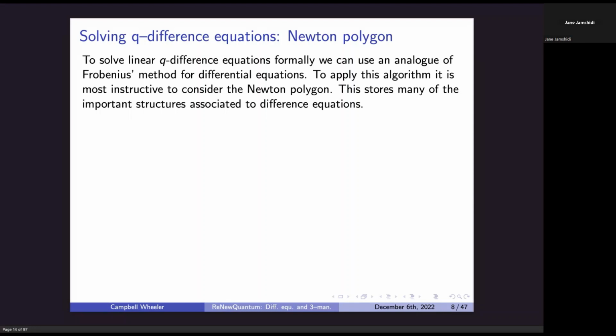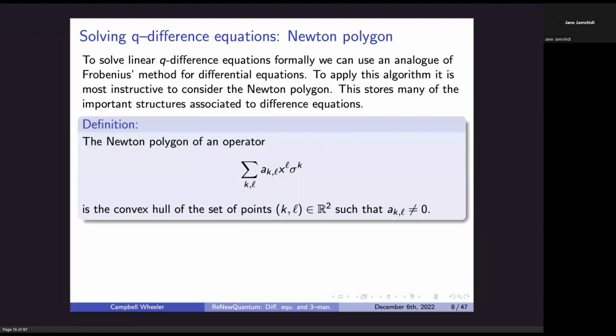And so to do this algorithmically, it's nice to construct this Newton polygon, look at edges of it, and construct solutions corresponding to edges of this polygon. How this polygon is defined is, if we have an operator of this form, some polynomial in x and sigma, we can just choose this ordering. And so this A_{kl} is just some function of q, maybe some rational function in q or something like this.